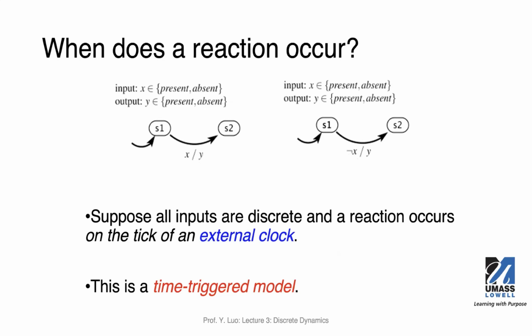Now, one thing we assume differently here is that suppose all the inputs are discrete and a reaction occurs on the tick of an external clock. So although it's not drawn here, we assume there's an external clock which will give you these ticks at certain intervals based on the period of the clock. And in such a case, we say this is a time-triggered model because the reaction will occur every clock tick.